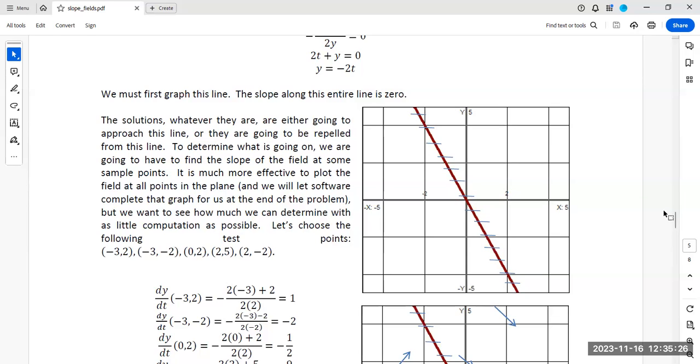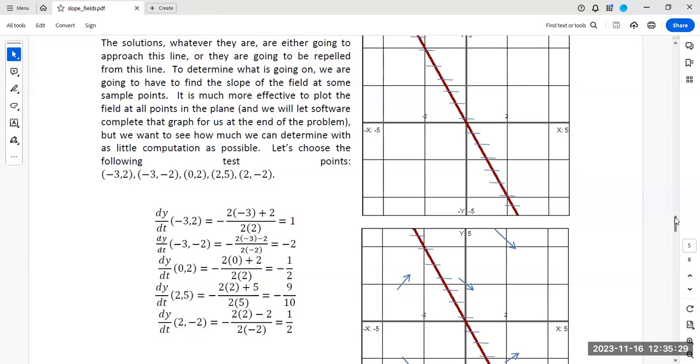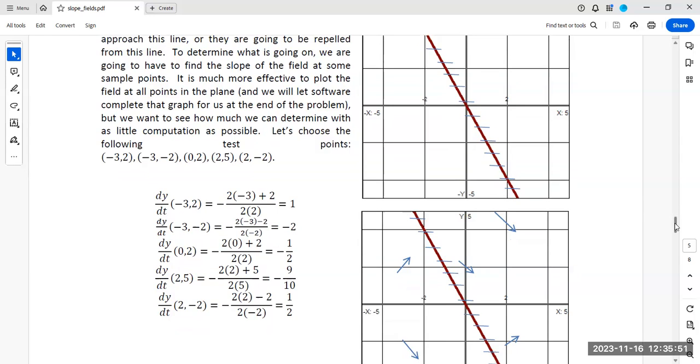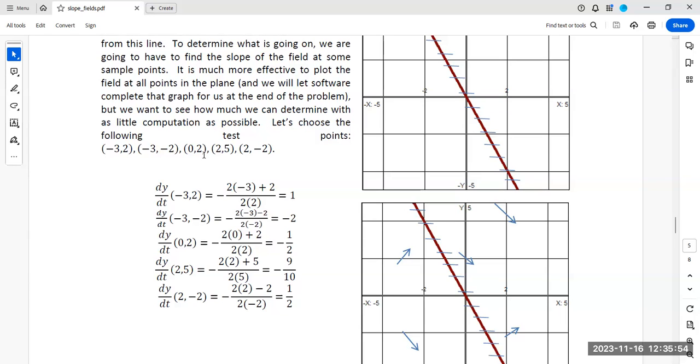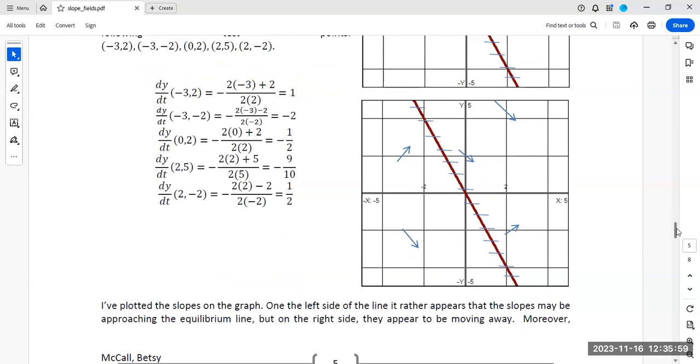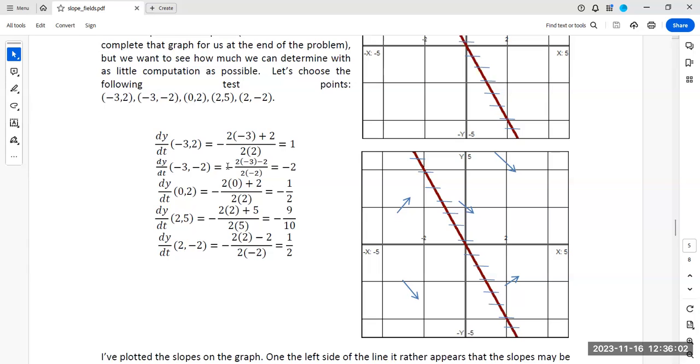Now, this is essentially going to divide up the plane into a couple of different regions. And so what I can do then is use my axes and this y' equals 0 line in order to choose a couple of key points in order to understand what the behavior of the field is doing. And so I've selected a couple of points that are scattered around the graph in order to understand what's happening. So if I take the point -3, 2, that's going to be here.